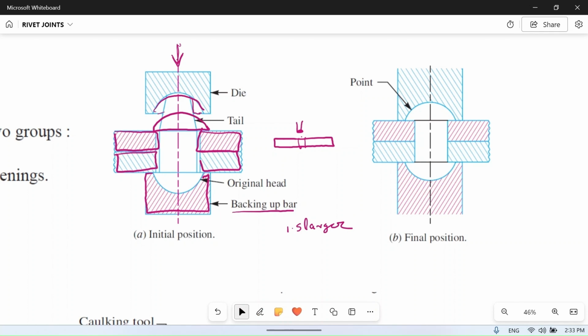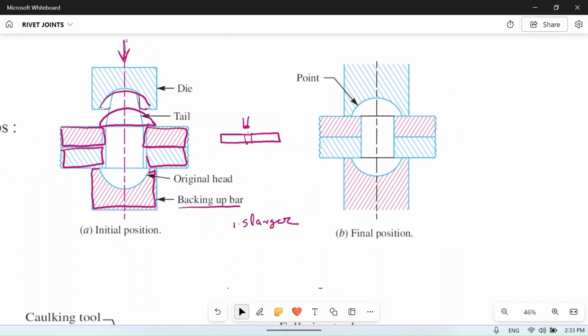One is hot riveting, one is cold riveting. If it is very strong plates and a big rivet, then we just heat this portion, the tail portion, and then we apply hydraulic press, hydraulic force, then it comes into this shape. Okay, so this is how rivets are made.